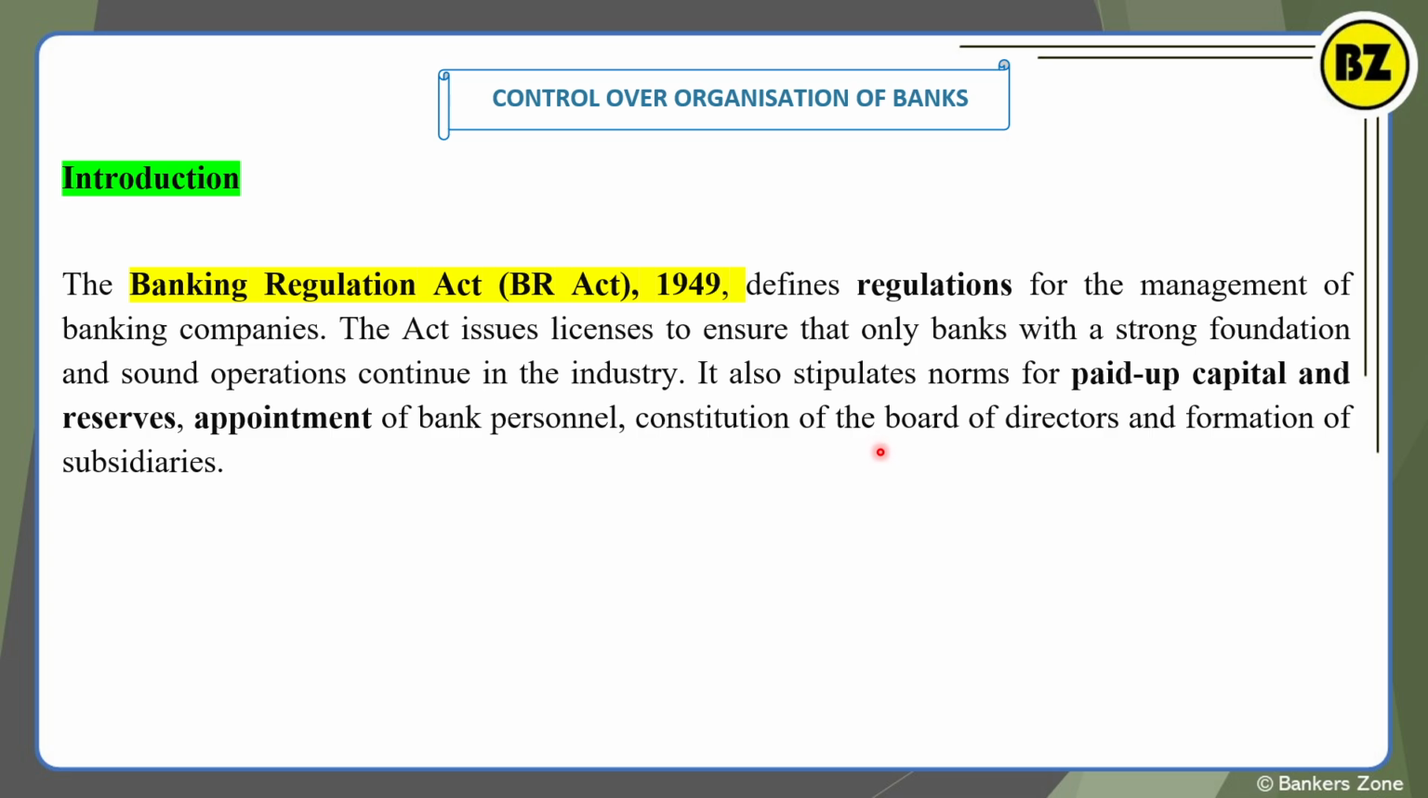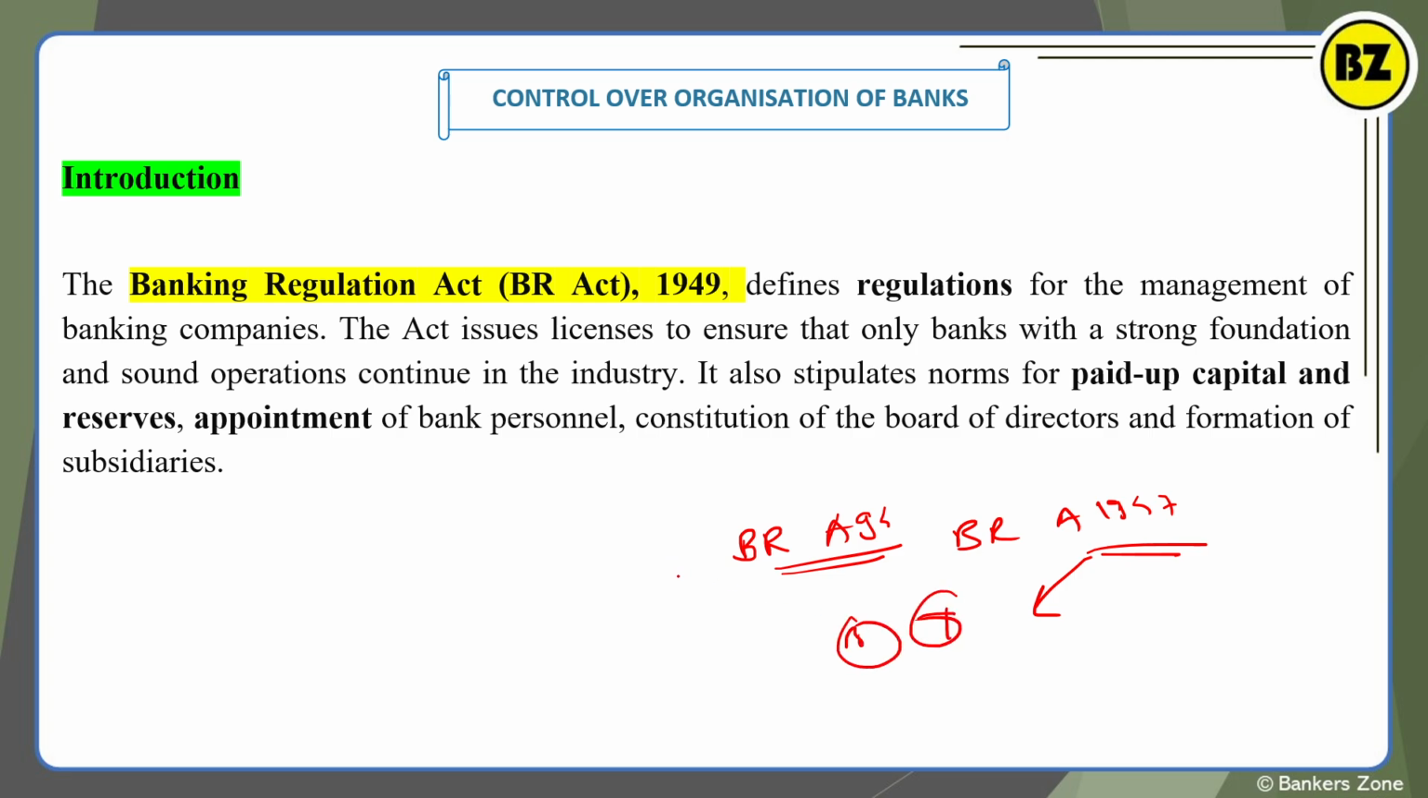So what we learn basically from the introduction is simply that we have one key tool called the Banking Regulation Act 1949. Okay, so the BR Act 1949 is mainly the key tool to regulate the banks in India. So the RBI regulates the banking industry using the Banking Regulation Act. The name itself says it is banking regulation, so R is for regulation. The purpose of the act is to regulate the banking industry, right?